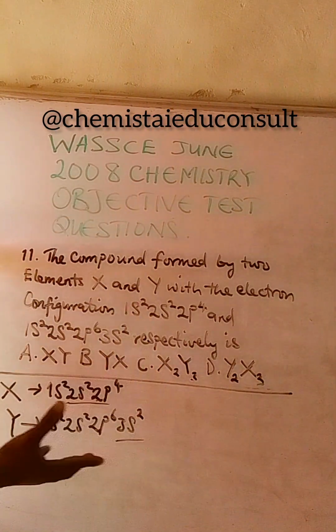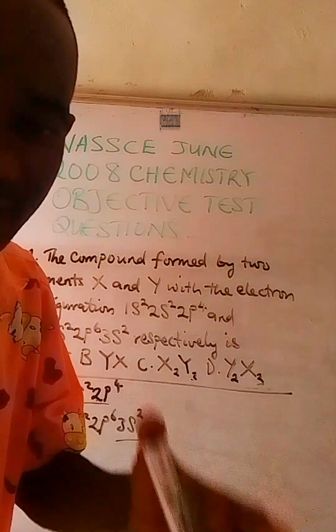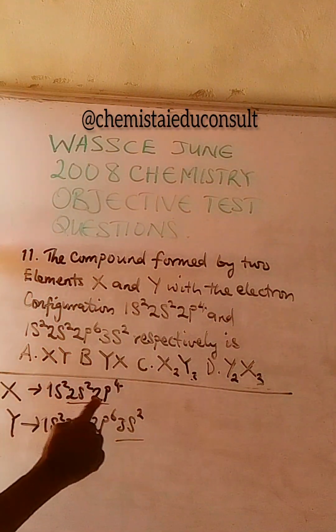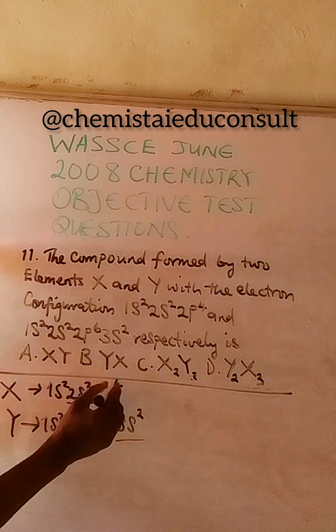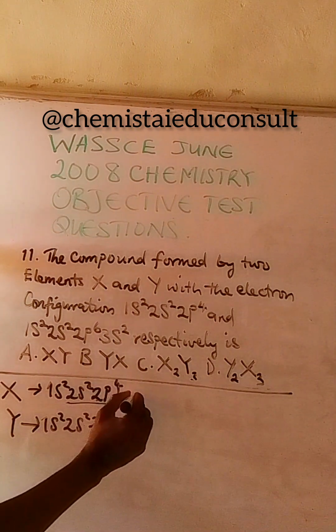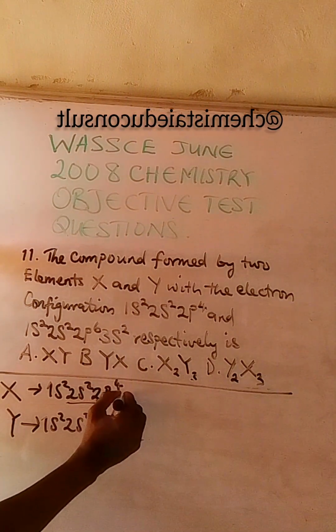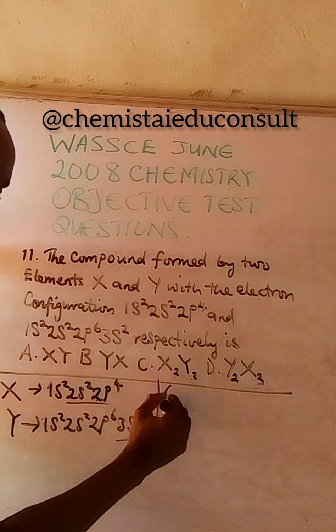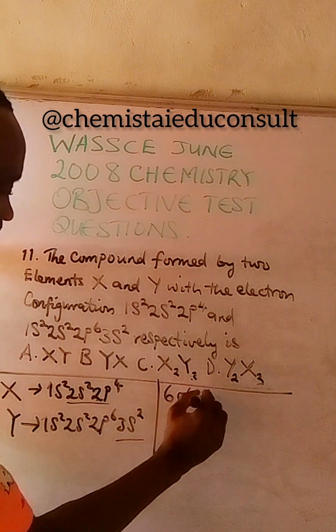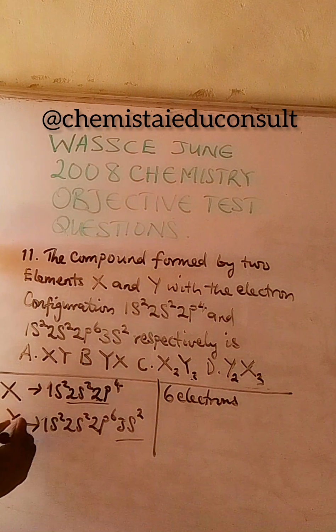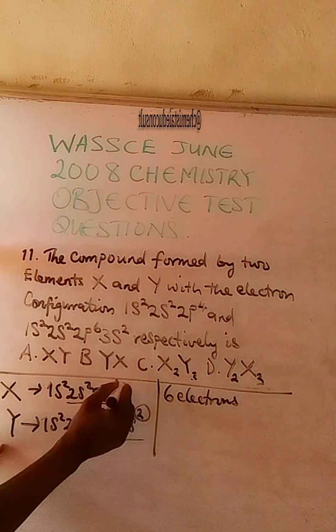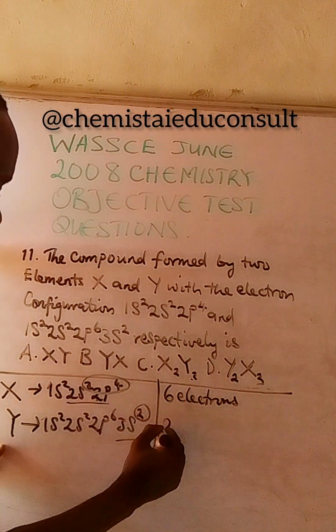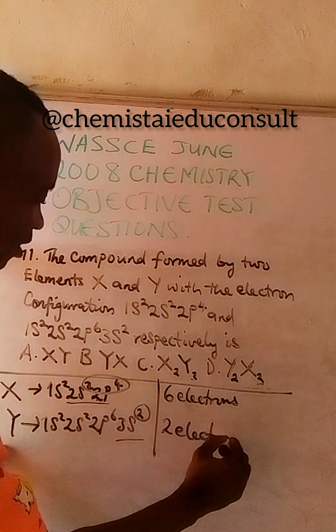Because chemical combination takes place only at the last shell. On the last shell of X, we have how many electrons? 4 plus 2, 6 electrons. So X has 6 electrons on the last shell. Very important. Y has 2 electrons on the last shell.